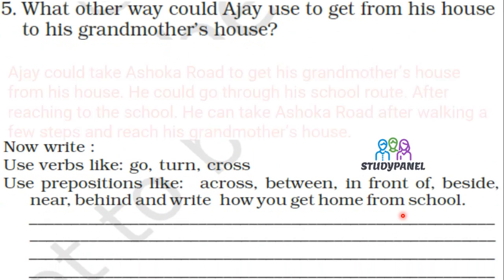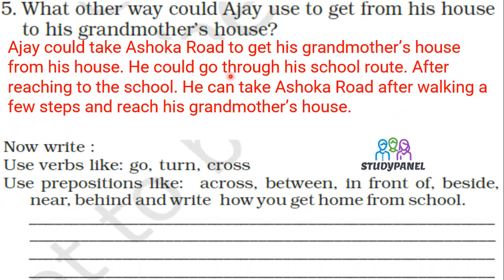So let us see the answer. Ajay could take Ashoka Road to get to his grandmother's house from his house. He could go through that. Ashoka Road is a common road which is going to his grandmother's house. He could go through his school route, and after reaching the school, he can take Ashoka Road and, after walking a few steps, reach his grandmother's house.